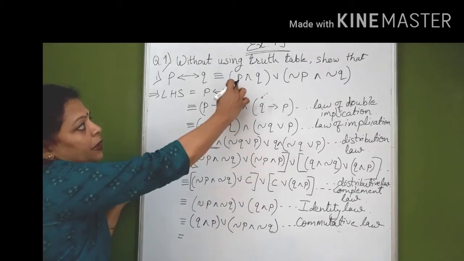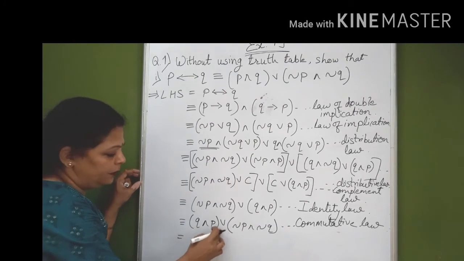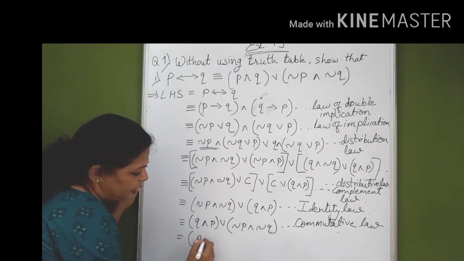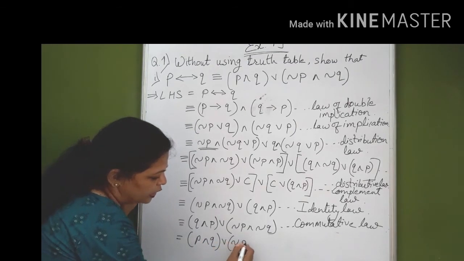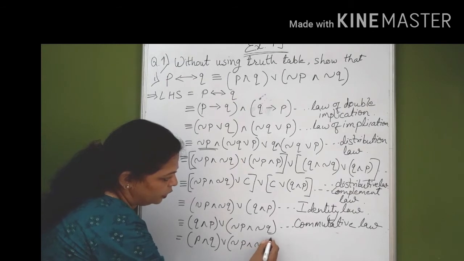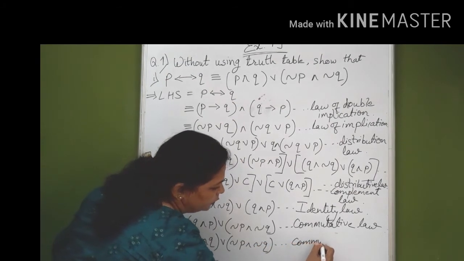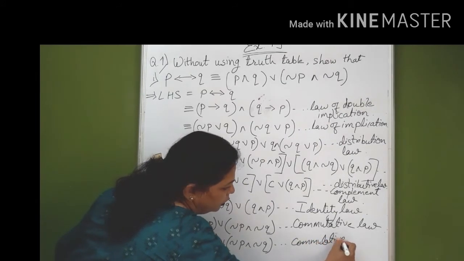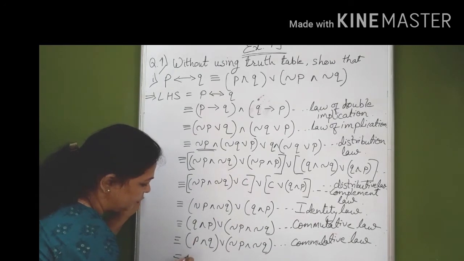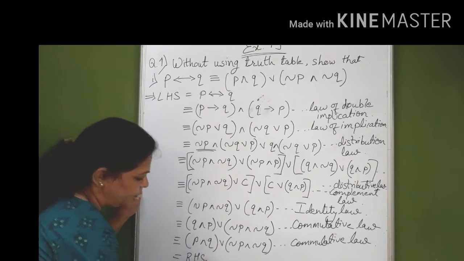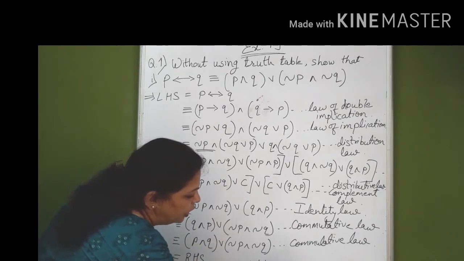Again we want P first and then Q. So we'll just again apply the commutative law and make it as given in the question: P and Q or negation P and negation Q. Same. And this is nothing but equal to your RHS. So we have proved LHS is equivalent to RHS.